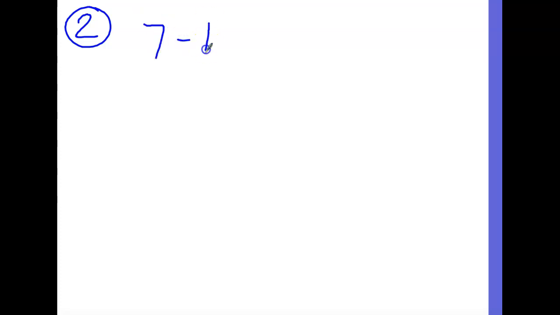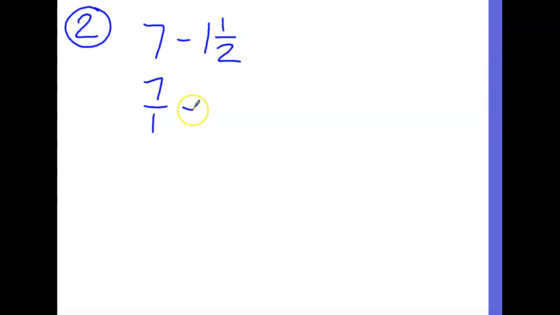7 minus 1 and 1/2. 7 is a whole number, so how do I make it an improper fraction? 7 over 1. How do I make it an improper fraction? I was gonna say put it over 2. Not over 2, because 7 over 2 would be 3.5. Yes. Put it over 1, because a whole number can always be over 1.